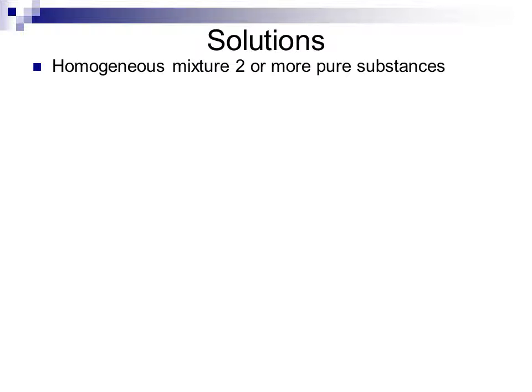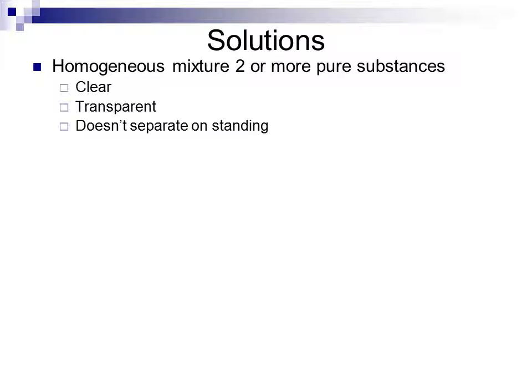Solutions and colloids. Solutions are substances which are homogeneous mixtures of two or more pure substances. They are clear, which means that you cannot see any sort of cloudiness to the solution. They are transparent, which means that light will pass through the solution. They do not separate upon standing, which means if I let it sit around for a long time, they're not going to form more than one phase. And they are uniform throughout.